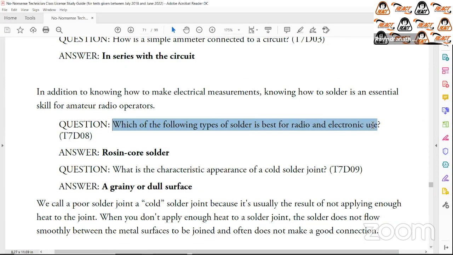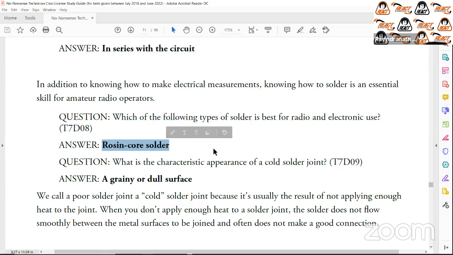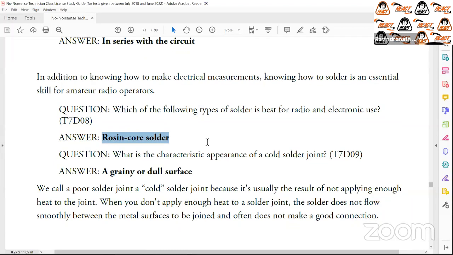Which of the following types of solder is best for radio and electronic use? Well, we talk about rosin core solder, right? So if we're doing soldering of any kind, use rosin core solder.